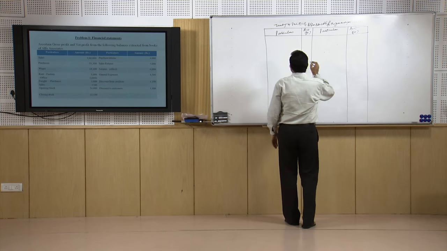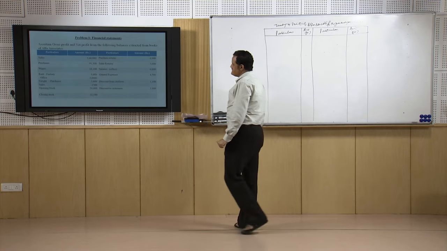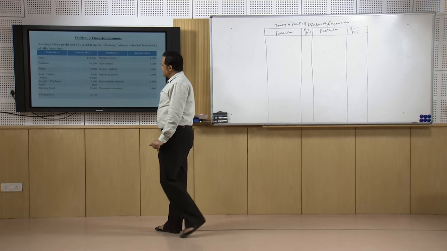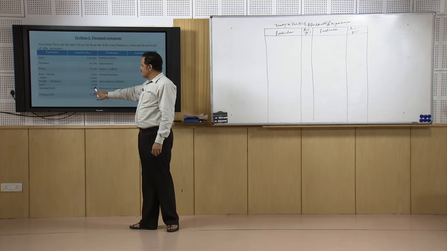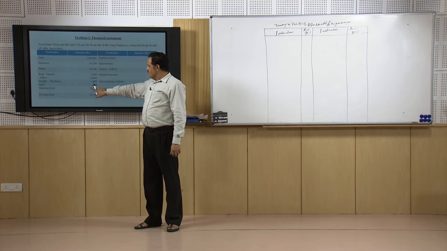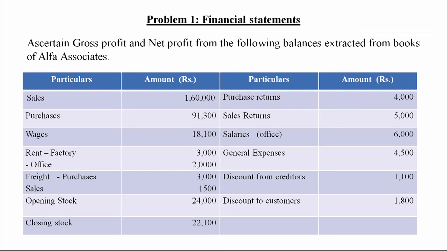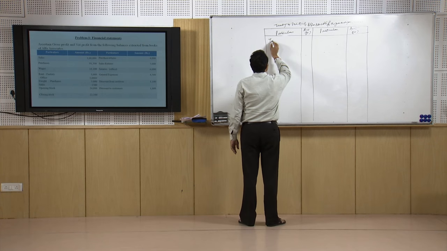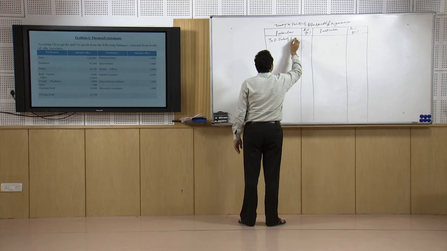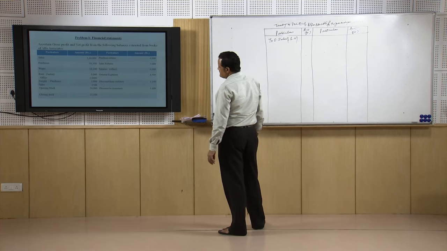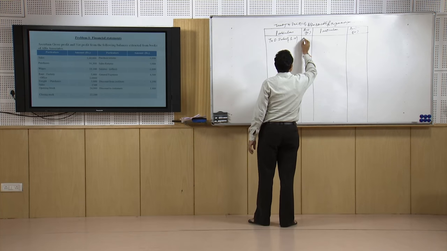So, first of all we will put all the expenses here. We will see what the direct expenses are. First of all, you are given something like opening stock. Opening stock is normally for the raw material. So, you will take only 3 items here. First is To opening stock of raw material, and this opening stock of raw material is 24,000 rupees.